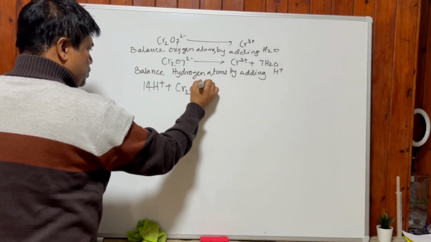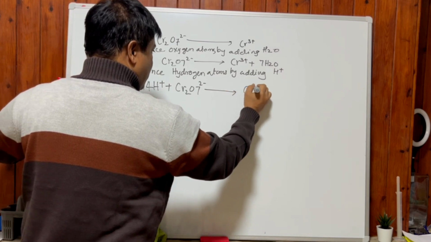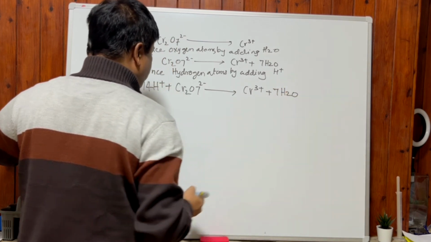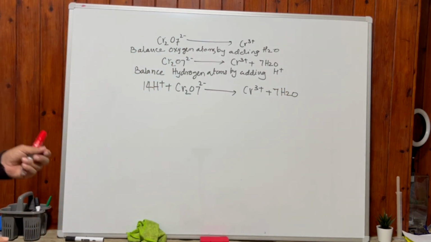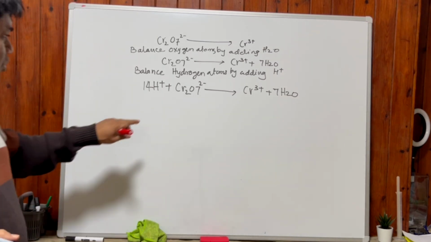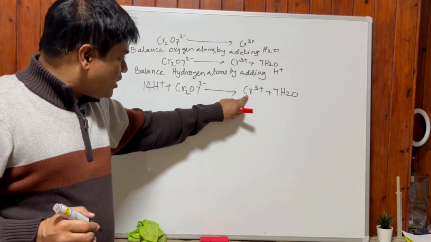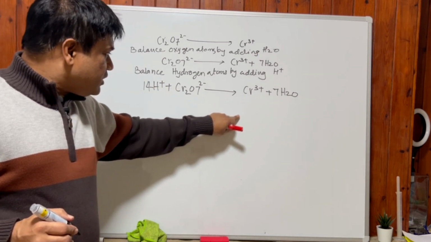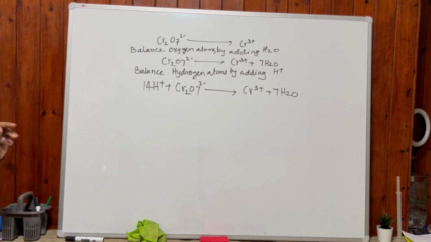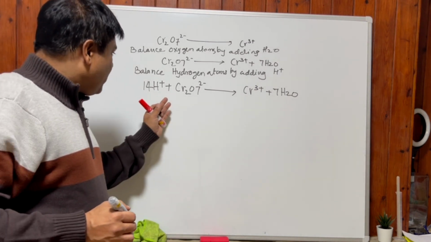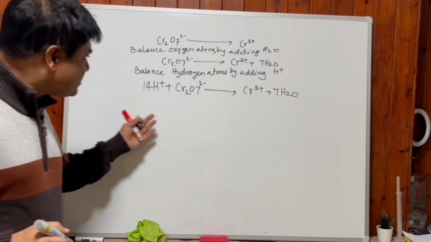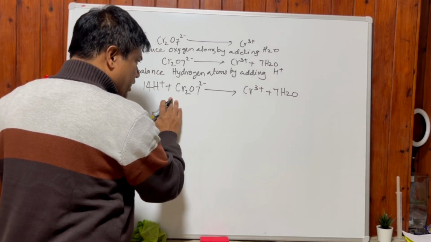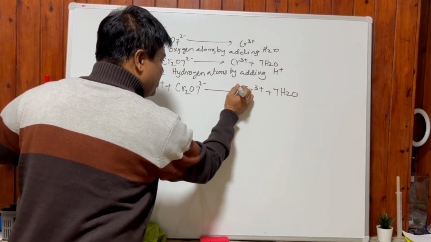Cr2O7 2- becomes Cr3+ + 7H2O. Is everything balanced? Before balancing the charges, check that everything is balanced. Chromium 2, chromium 1. Most students ignore this part. They think everything is balanced. No, you have to check by inspection. Just check that all the atoms are balanced before adding electrons. So how many chromium here? 2 chromium. I have to multiply by 2 here.